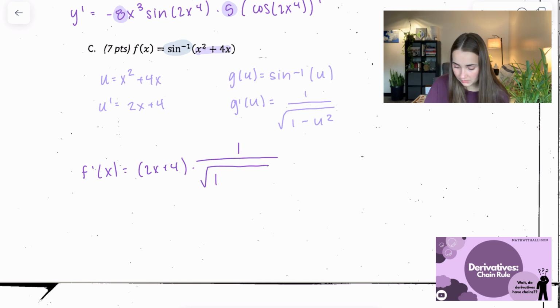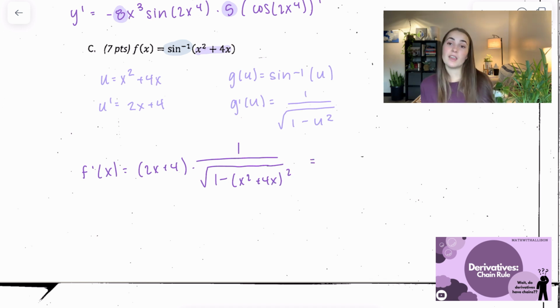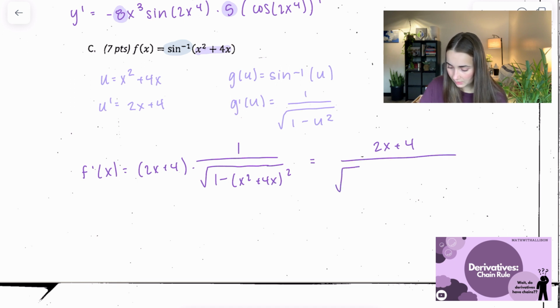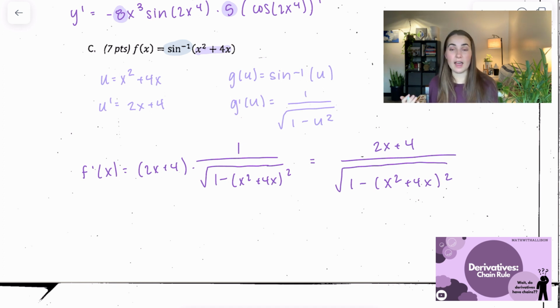And let's go ahead and replace u back in. So I get x squared plus 4x quantity squared. Another way we always remember it is we have the derivative of the inside in the numerator. And then in the denominator, we have 1 minus the inside squared. So you can do that either way. You can either go straight to this step if you remember it, or you can always just set up chain rule. Either are totally correct. We're just finding the derivative.